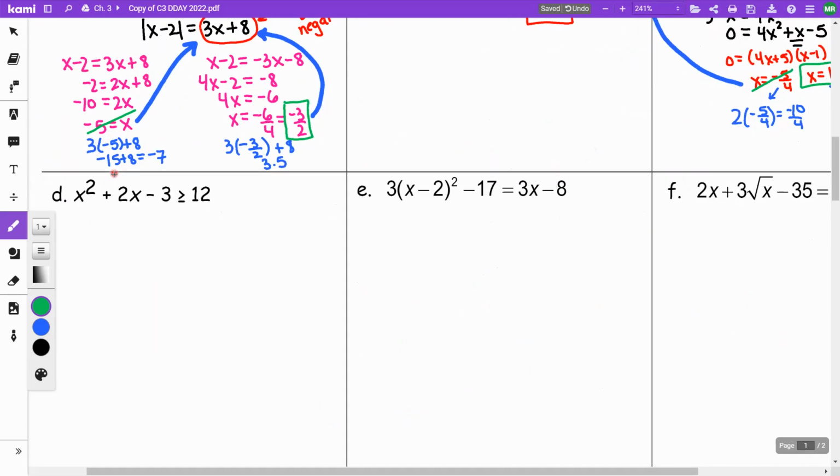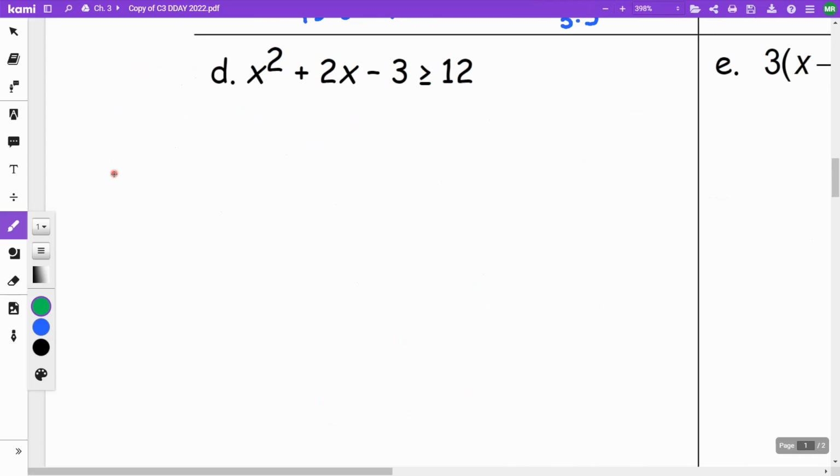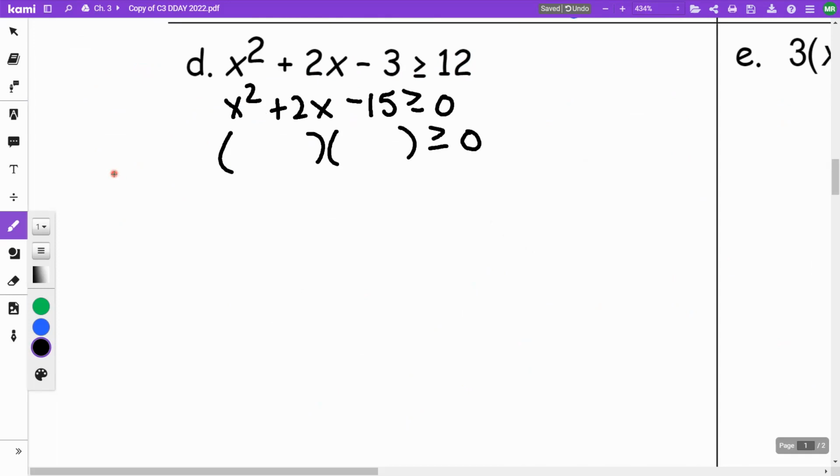On D, this is an inequality. Okay, so this is when I have to get on a number line and give an inequality answer. So what I'm going to do is I'm going to get 0 on the other side. So I am going to be minusing 12. So I get a negative 15. I am going to factor this to get my boundary points. So that's going to be an x plus 5 and an x minus 3.